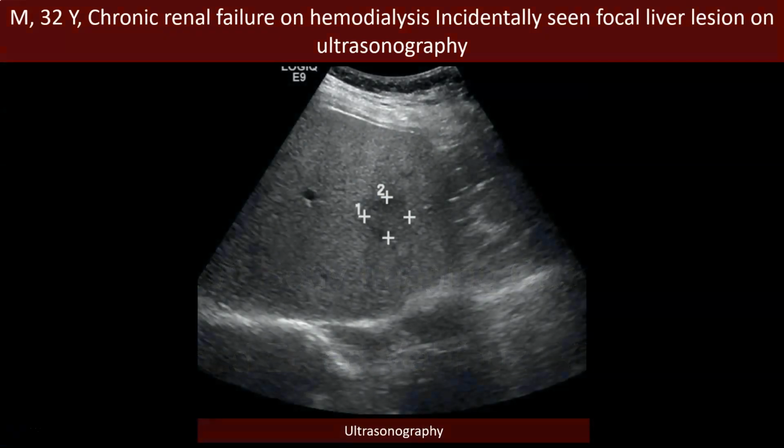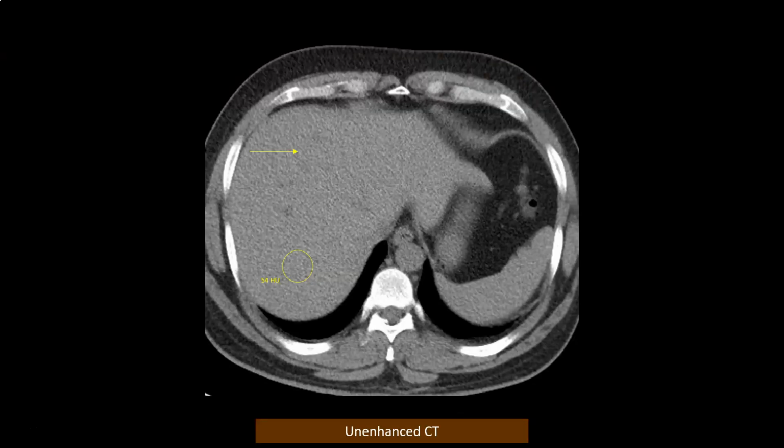This is a case of a 32-year-old male with chronic renal failure on hemodialysis and incidentally seen focal liver lesion on ultrasonography. On ultrasonography, the liver was fatty and therefore focal parenchymal fatty sparing was considered among the differential diagnoses of the focal liver lesion. CT was performed without intravenous contrast agent because of the renal failure.